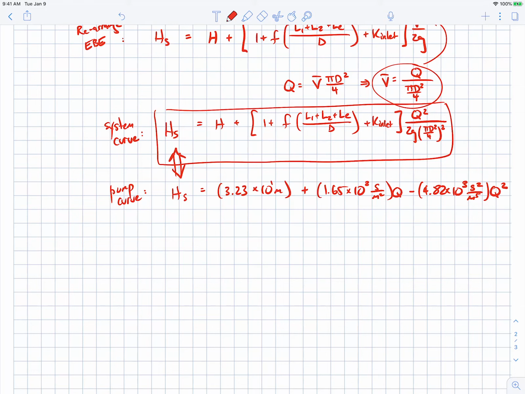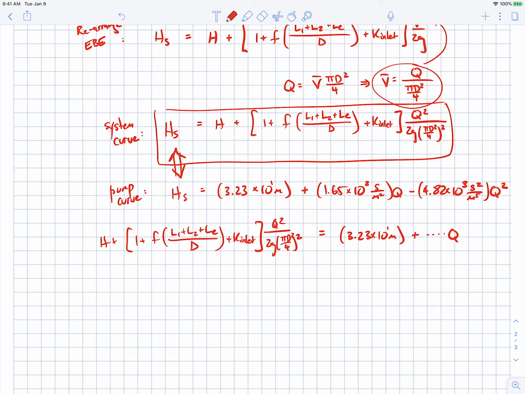Okay, so we would have H plus all of this, just a lot to write down, is equal to this. And rather than write everything down here, I'm just going to put dot, dot, dot. I think you get the idea. There's a Q and then a dot, dot, dot, Q squared. And now you can see we'll have a quadratic equation in Q, right? There's a Q squared here, Q squared there, constant here, constant there, and then there's an extra Q. So we can end up solving for Q.